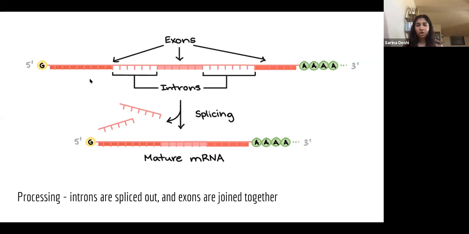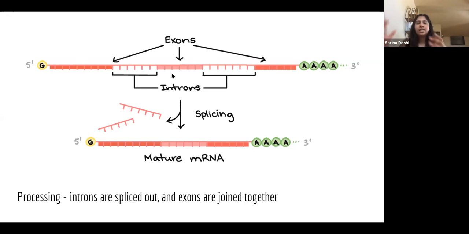They need to go, because if they're in there, you're going to get really weird things. Your protein's not going to look as it's supposed to. It's basically junk within the DNA. Now your exons, that's the stuff that you want. That's the stuff that you need, and it'll code for a specific protein and amino acid. So you want to keep those together.